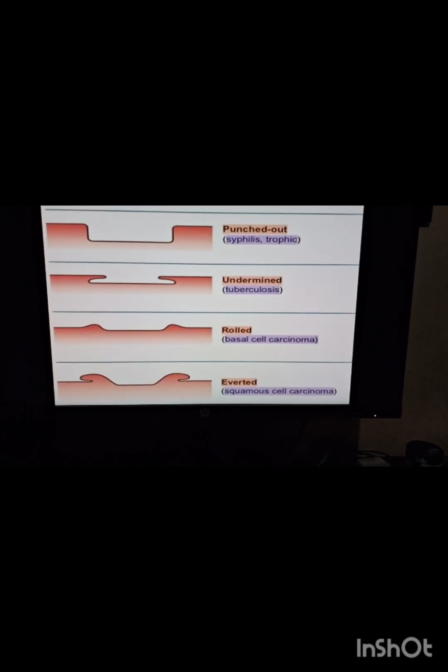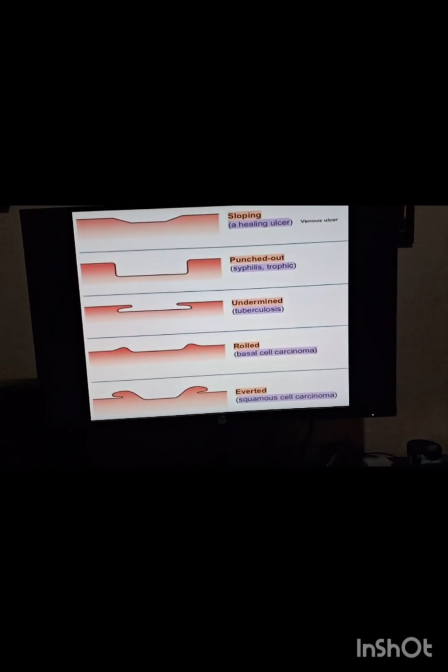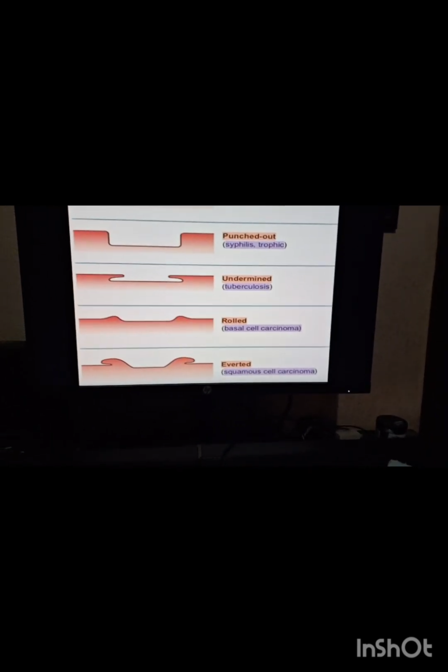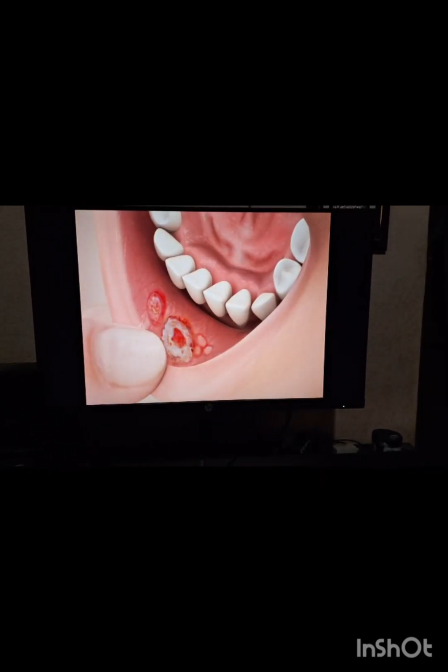And rolled out edge seen in basal cell carcinoma. Everted edge, the edge is everted outside to the normal tissue, seen in squamous cell carcinoma.